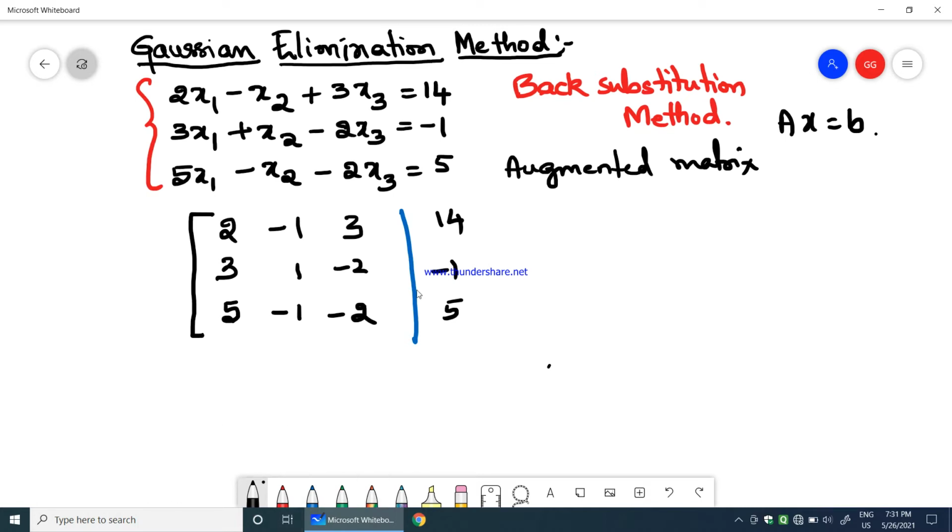Now we apply row operations and solve the given matrix by reducing it into an echelon form. Then we see how to apply the back substitution method to find the solution. Let us go step by step.